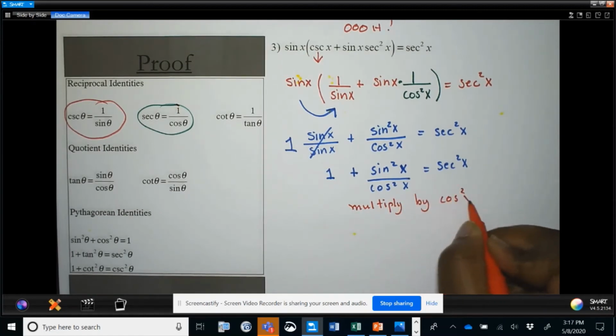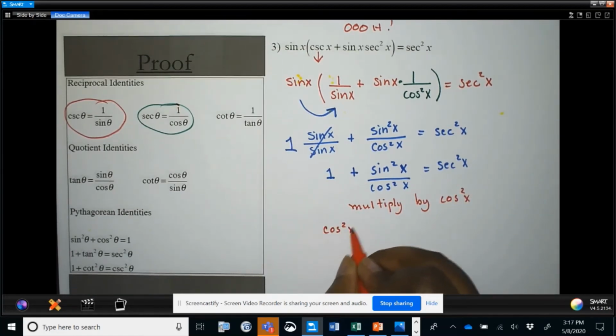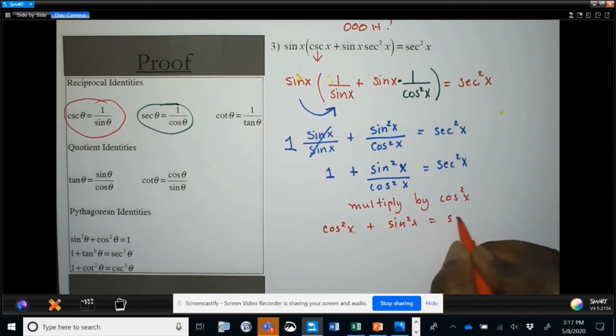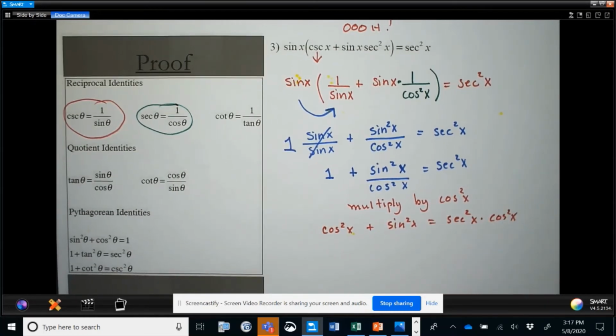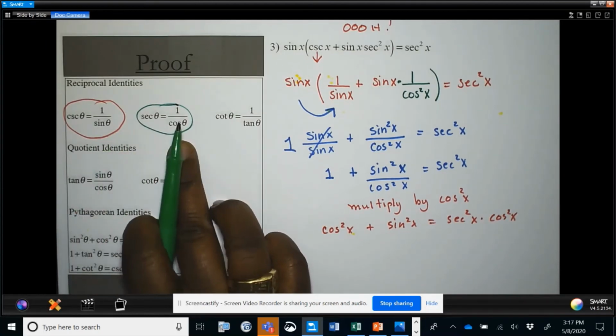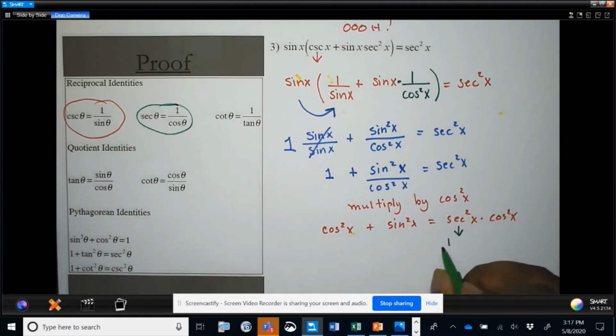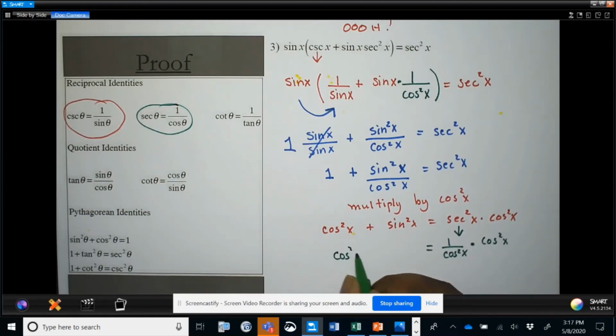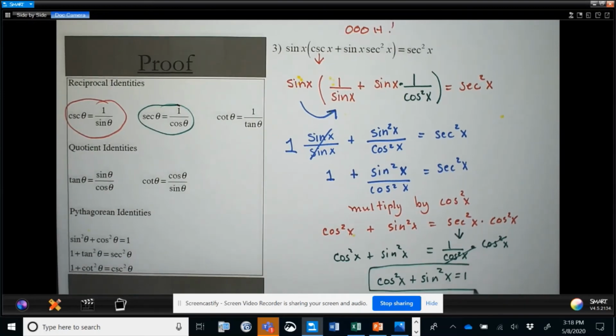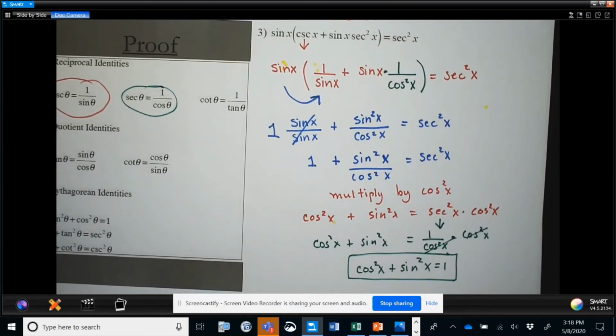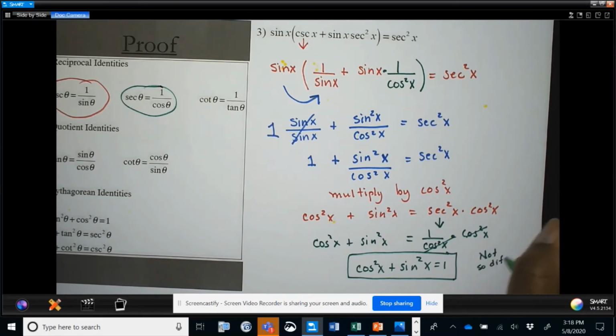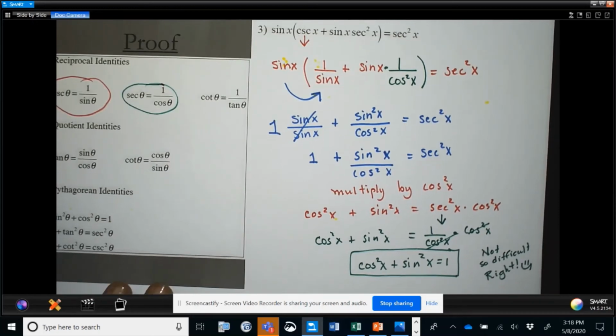And now I'm going to multiply it by cosine squared x. So I have cosine squared x plus sine squared x equals secant squared x times cosine squared x. Secant squared is just 1 over cosine squared x. Those two quantities on the right-hand side of the equal sign cancel and become 1. So I'm left with cosine squared x plus sine squared x equals 1, which is a Pythagorean identity. Not so difficult, right?